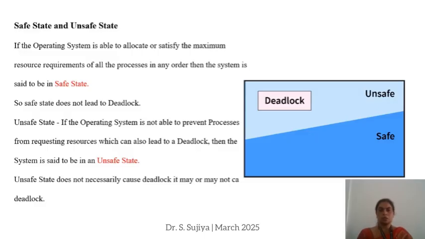Here we have two states, one is the safe state and the other is the unsafe state. A safe state is one where, if a system is able to allocate or satisfy the maximum resources required by the processes in some order, it is said to be in a safe state. A safe state does not lead to a deadlock. In an unsafe state, if the operating system is not able to prevent processes from requesting resources, which can lead to a deadlock, then the system is said to be in an unsafe state. An unsafe state does not necessarily cause deadlock. It may or may not cause a deadlock.